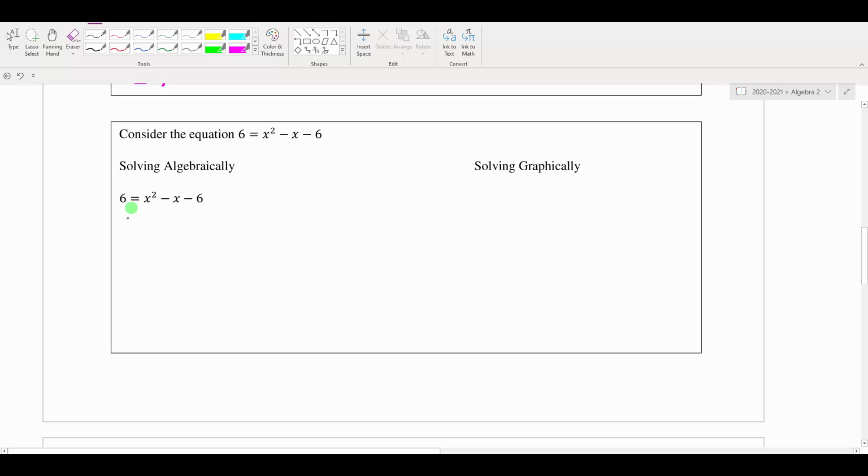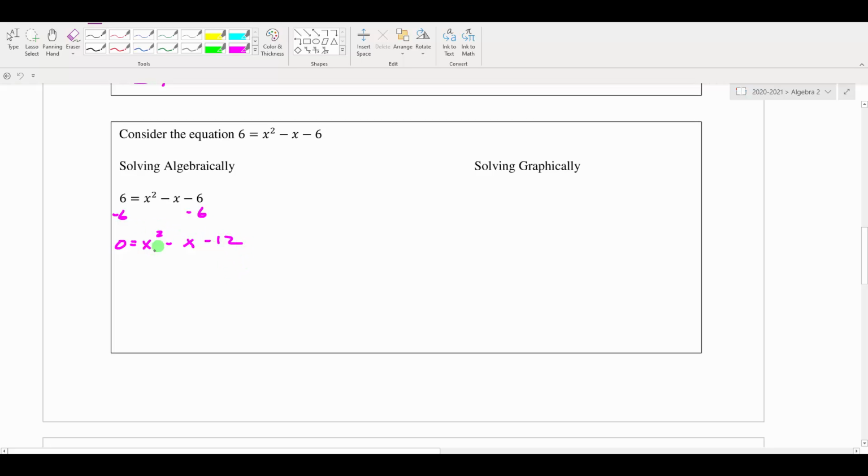All right, so let's solve this one algebraically first. To solve this one algebraically, first thing I want to do is make sure that it's set equal to 0. So right now it is set equal to 6. So I'm going to move that 6 over to the other side. I'm just going to subtract 6 from both sides of the equation. So we get 6 minus 6, which is 0. And then over here we'll get x squared minus x minus 12.